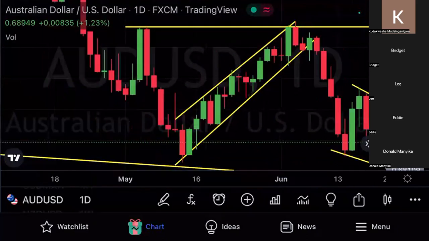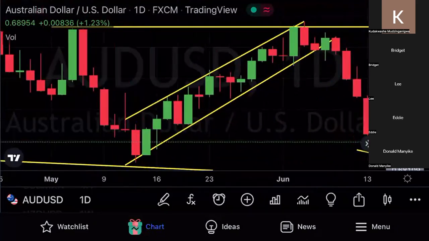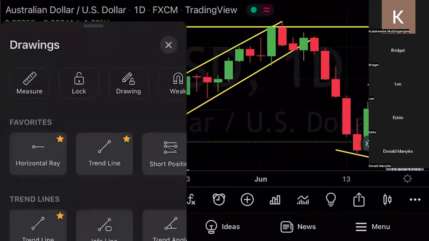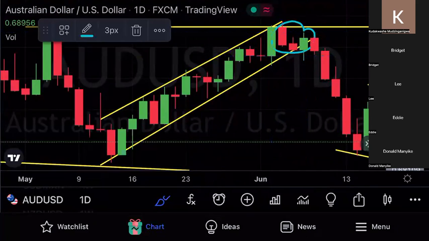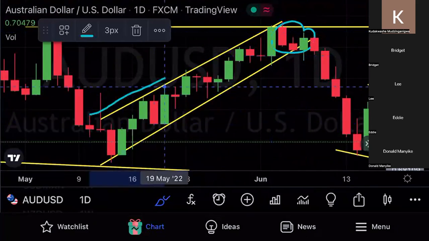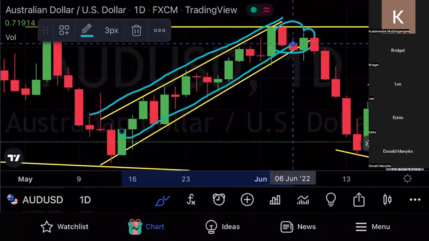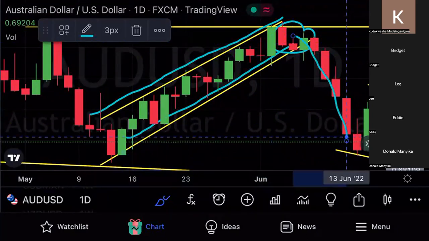So what do you think is the probability of price turning in this area? Obviously, it's high. Why? Because we approached correctively and we formed a pattern that can take price to the downside.